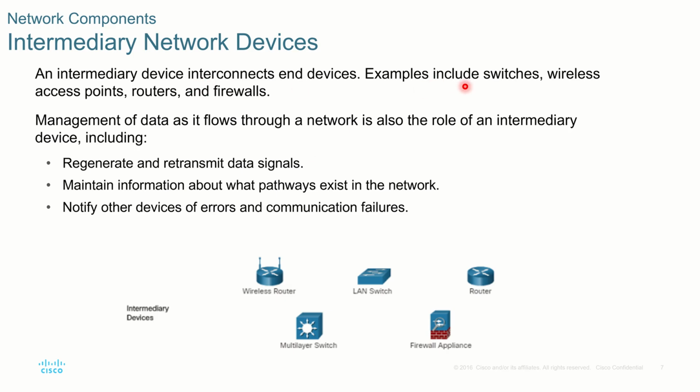Examples include the switch. We have two types of switch, which are LAN switch and multi-layer switch, and then wireless access points, routers, and also firewalls. Management of data as it flows through a network is also the role of an intermediary device, which includes regenerating and retransmitting data signals, maintaining information about what pathways exist in the network, and notifying other devices of errors and communication failures.